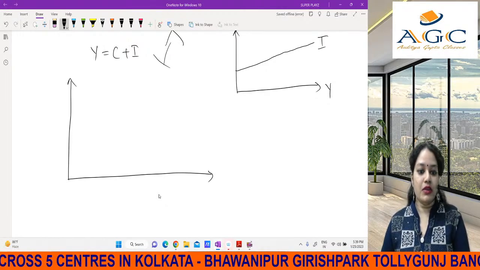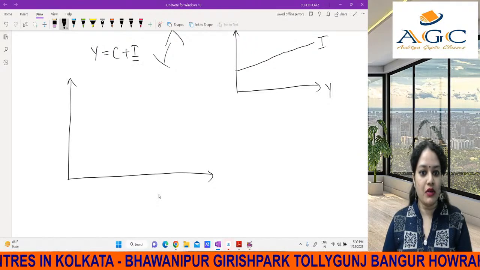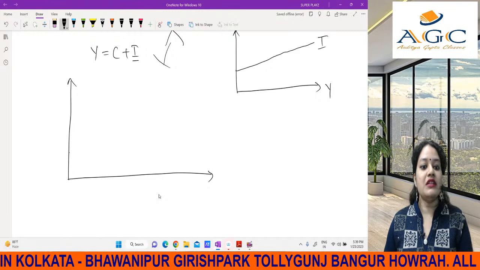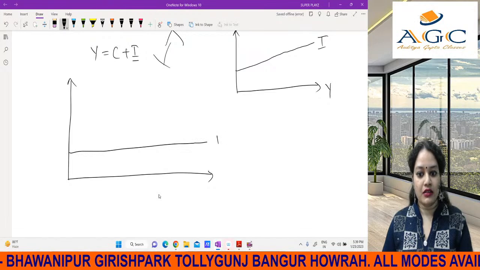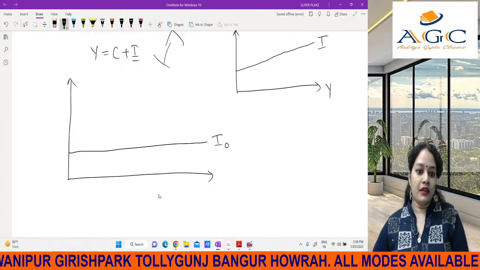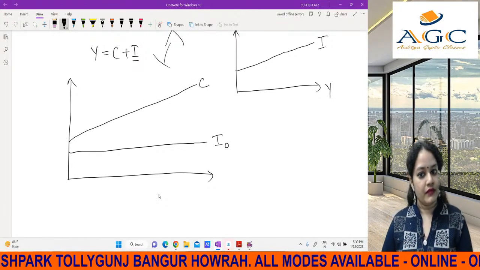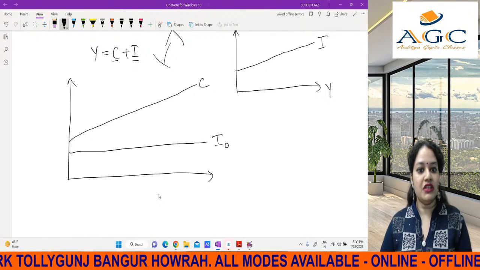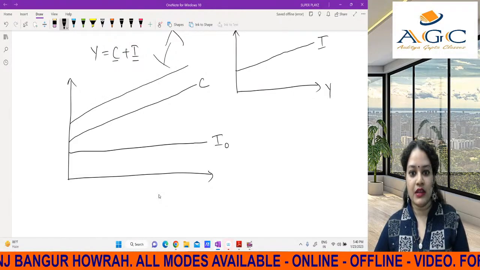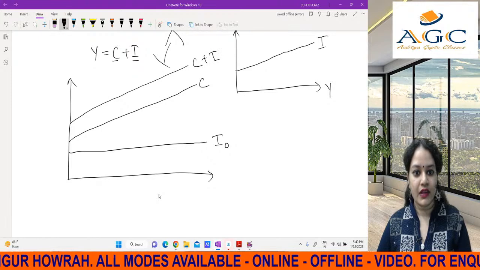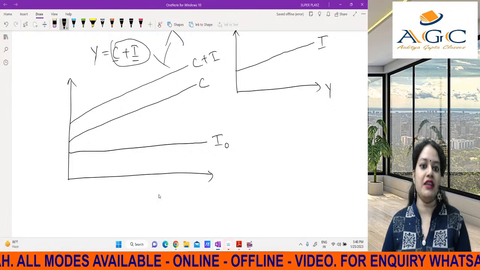Okay, so what are we doing here? The basic things that we have to plot on our diagram is what? We will be needing our I. I am considering it to be an autonomous investment. This is your I. Your I diagram will be here. Then your consumption, right? Now, these two things you have to draw together as well. So this is your C plus I line, and you have to draw your Y now.